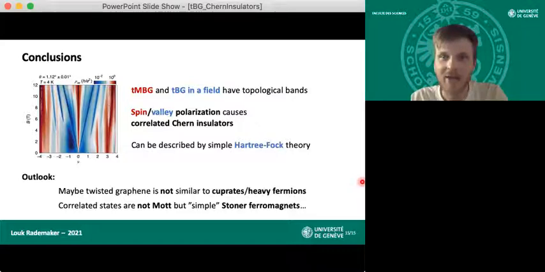And I just want to end, if I may, with maybe a controversial thought. Because this mechanism of spin valley polarization is so robust, we've seen it in so many experiments, it suggests that maybe TBG is not at all like cuprates or heavy fermions, because the spin valley polarization is not a Mott insulator, it's just a simple Stoner ferromagnet. And if this is really true, it's unlikely that we will learn anything about cuprates and high Tc superconductors from studying graphene Moiré structures.